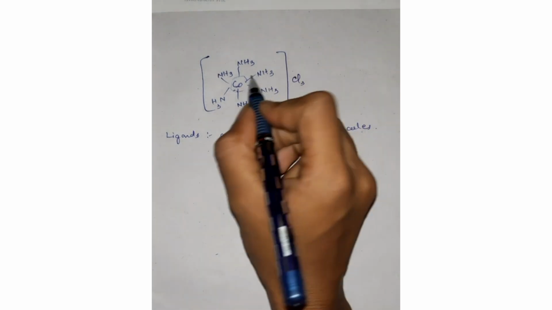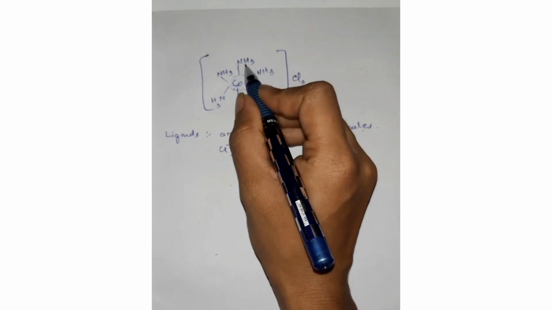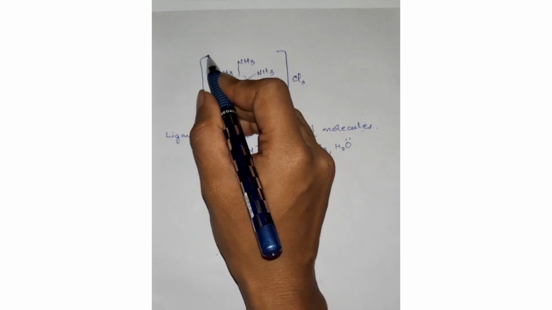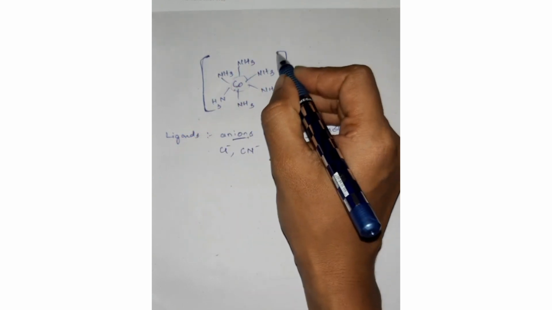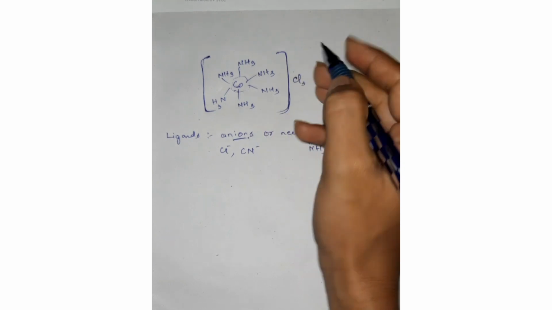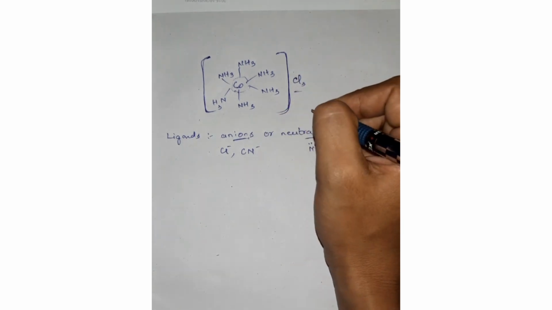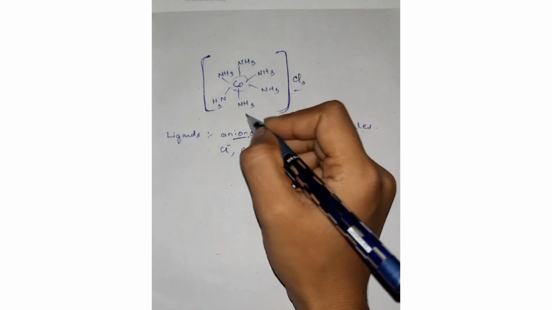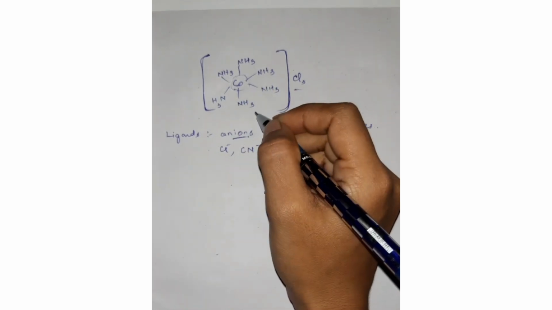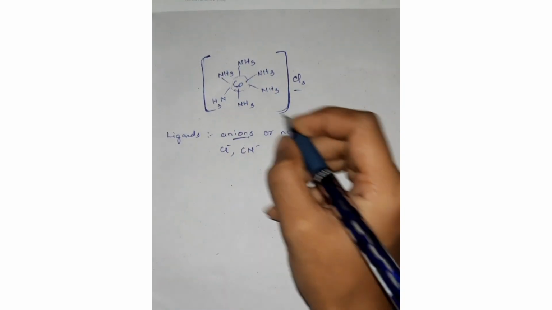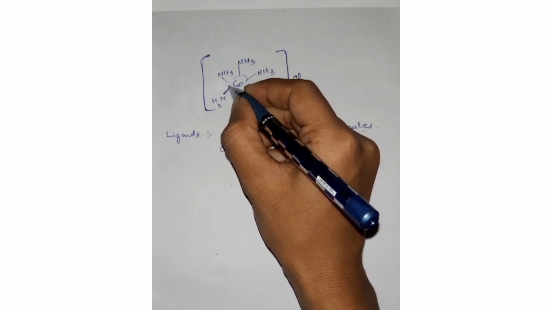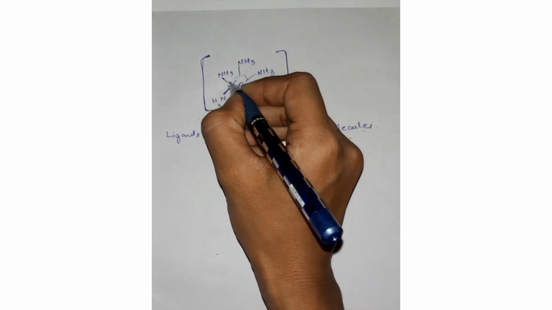These are all examples of anionic ligands. The metal will be surrounded by ligands, and this is a coordination entity. Whatever is inside the bracket is a coordination entity. Outside the bracket, you will have a counter ion. This is called a coordination compound because it has a coordinate bond. The bond between the metal and the ligand is a coordinate bond.